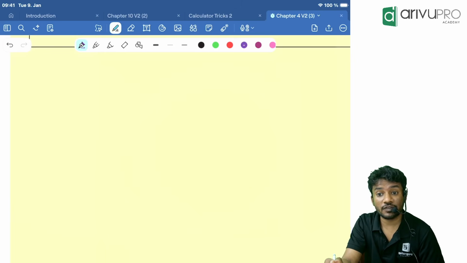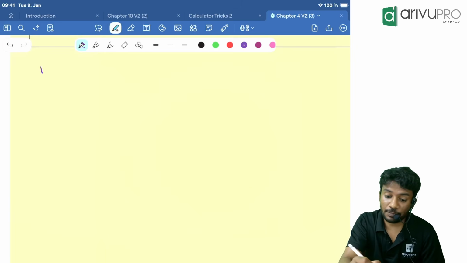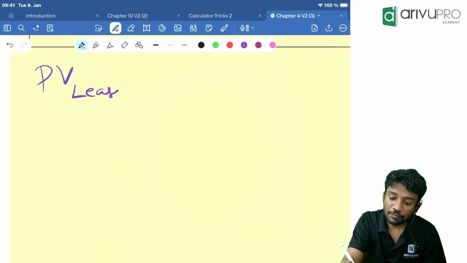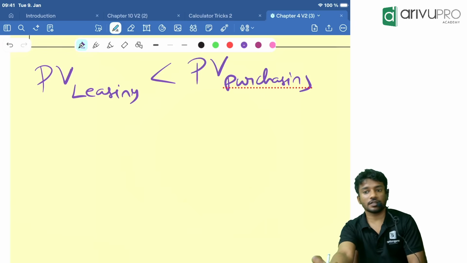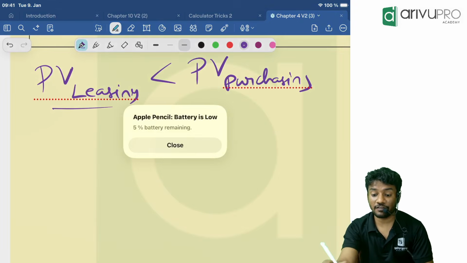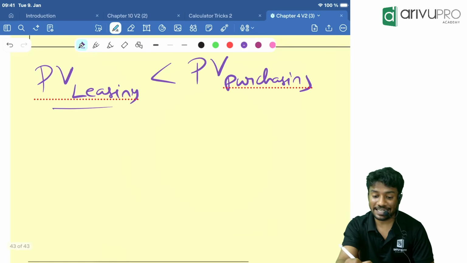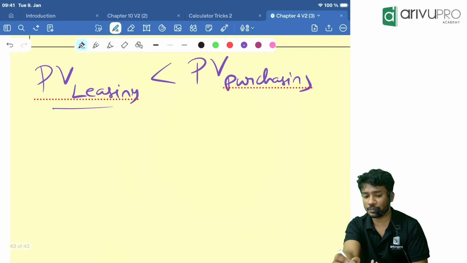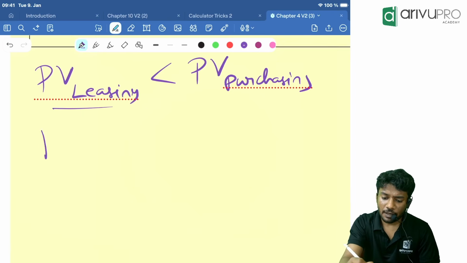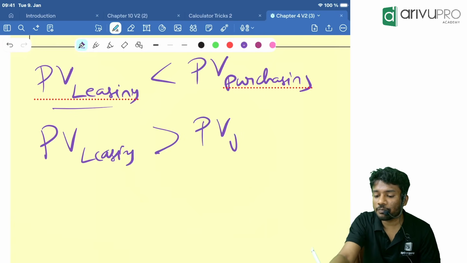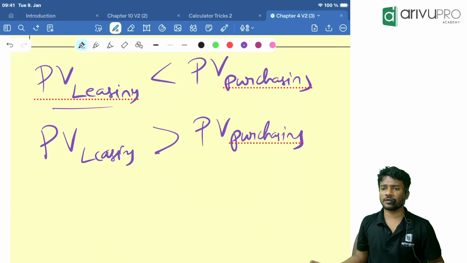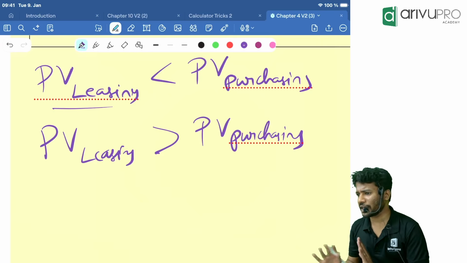Which were the applications? First one was leasing. If PV of leasing is less than PV of purchasing, what is preferred? Leasing is preferred. It is favorable to whom? It is favorable for the lessee. Why? Because PV of leasing is lesser. If PV of leasing is greater than PV of purchasing, what is preferred? Purchasing is preferred. If both are equal, both are equally good, we will not have any comment.